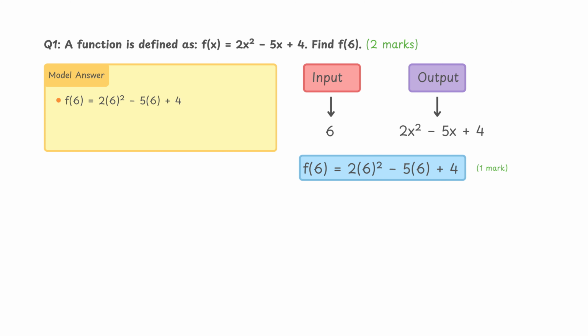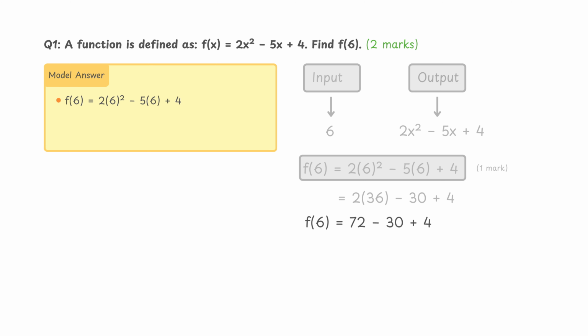Now we go step by step, carefully following the order of operations. First, deal with the square. 6 squared means 6 multiplied by 6, which equals 36. So now we have f of 6 equals 2 multiplied by 36 minus 5 multiplied by 6 plus 4. Next, we carry out the multiplications. 2 multiplied by 36 equals 72. 5 multiplied by 6 equals 30. So the expression becomes f of 6 equals 72 minus 30 plus 4.